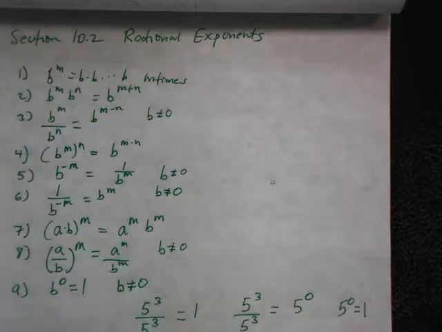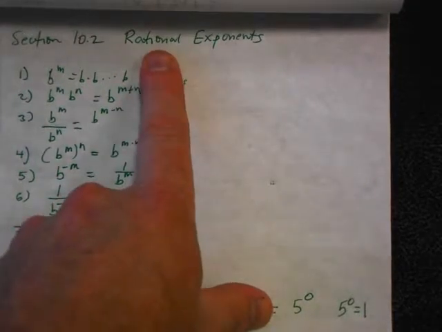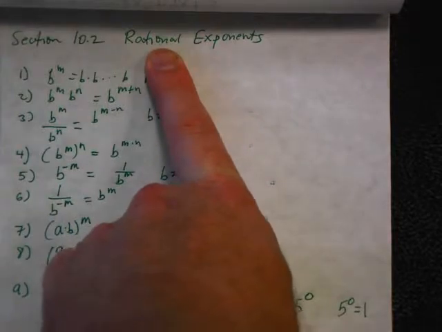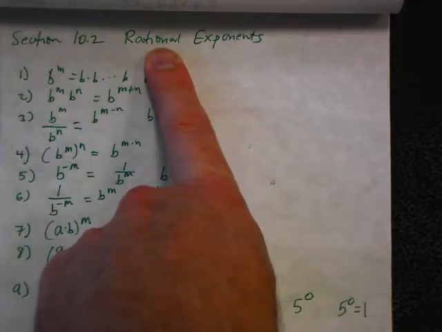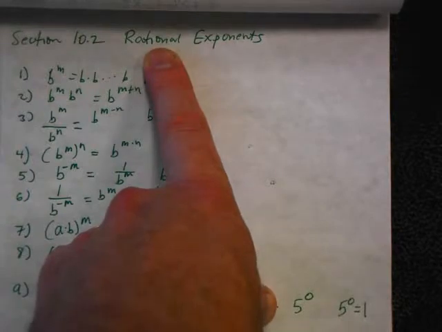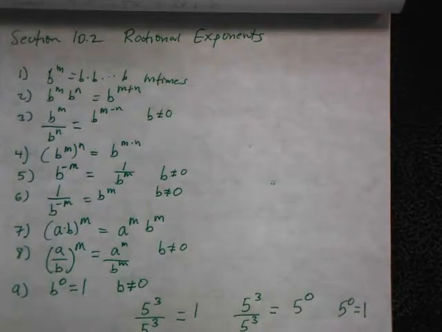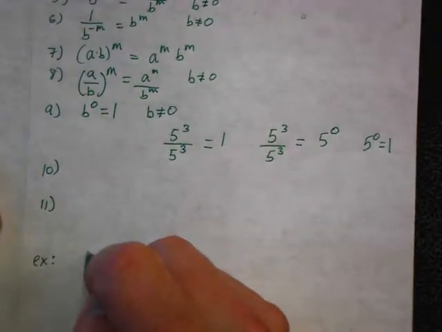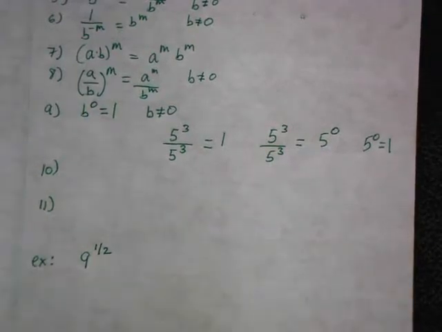...6666 going forever. That's called a repeating decimal. So rational numbers can be written as fractions. They can also be written as decimals, or decimals that end, or decimals that repeat. We're typically going to deal with fractional powers in this case. So, for example, we might have something like 9 to the 1/2. That would be a rational exponent.